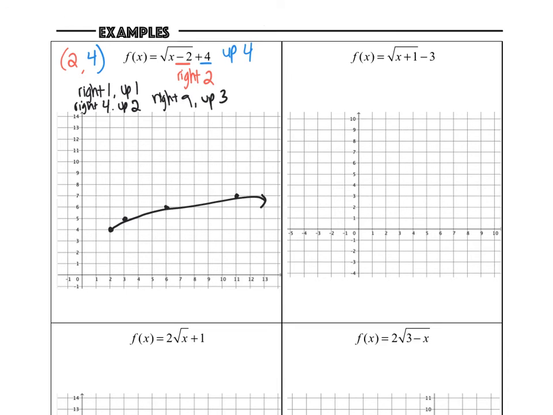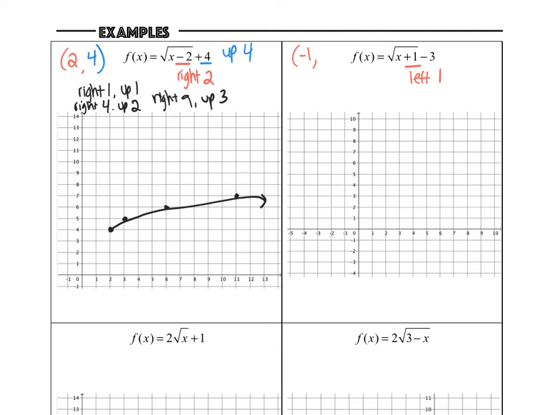So again, looking at our function, we have this +1 on the inside. Remember, opposite thinking. Since it's a +1, that tells us we are going to move left 1, which means my first starting point is -1 because I moved left from the origin, from the middle.